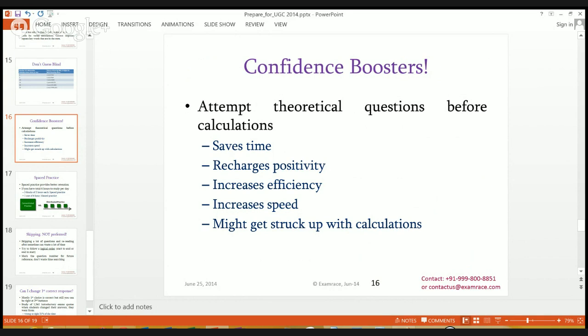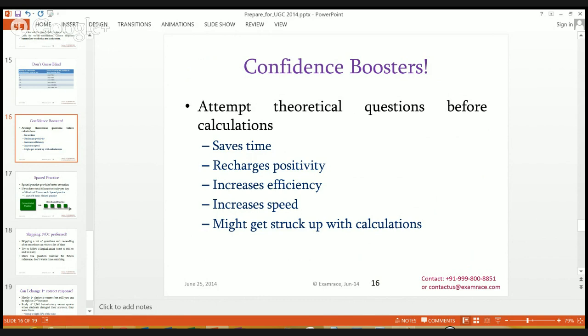If you try to solve a difficult question after 15 questions that you have done correctly, you will be very enthusiastic. You'll think, oh, I have done a lot of good questions, and even if I get this question wrong, it won't matter because I am doing pretty well in this paper. So it's important to recharge your positivity, and increase your efficiency and speed. That happens only when you are confident during the paper. If you are stuck with calculations or some confusing questions, you won't perform well. So boosting your confidence during the examination is very essential.